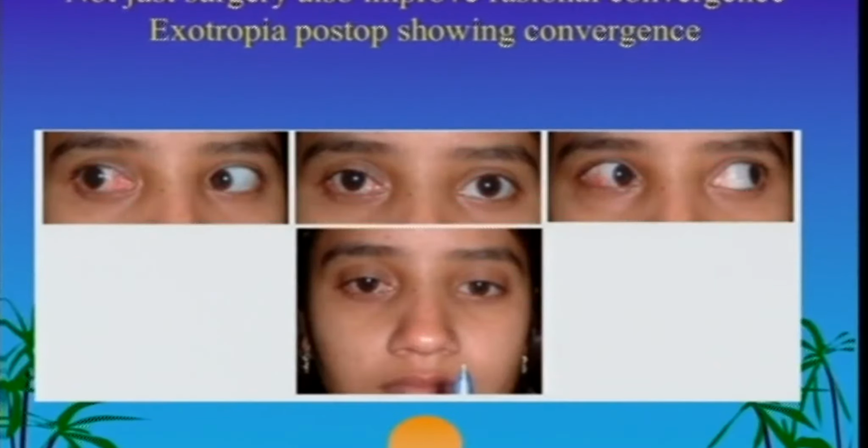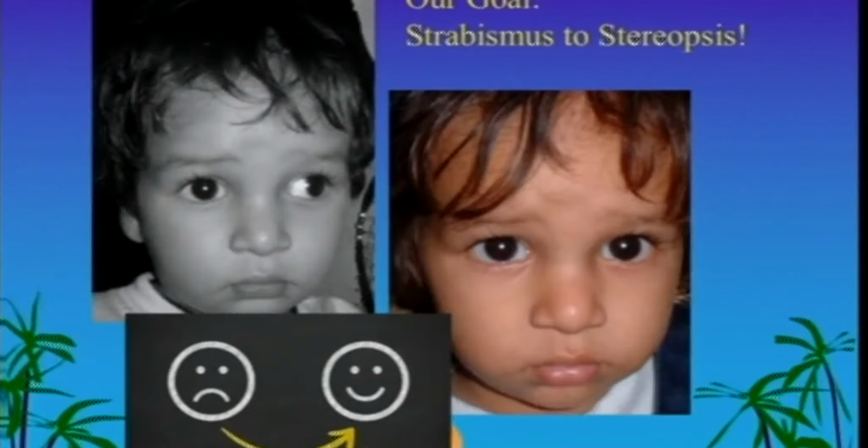But again, I would like to say that it's not just surgery. We will have to add on measures to improve fusional convergence, and we can improve the convergence in these children and restore binocularity in its fullest measure. Thank you all. Our goal is not just correcting strabismus, but to restore the stereopsis that God gave us. Thank you all. Thank you very much, sir.